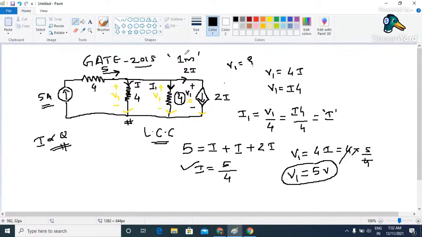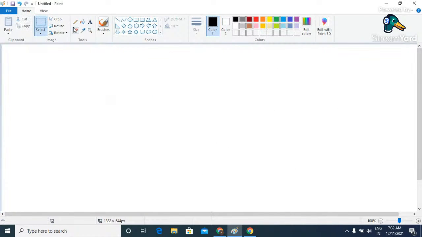Now let us discuss some more technical aspects related to the analysis of circuit theory.